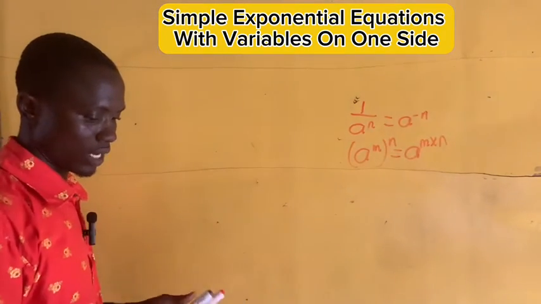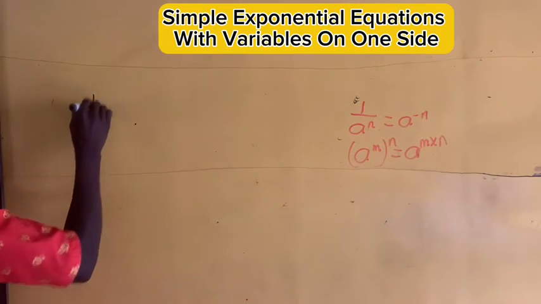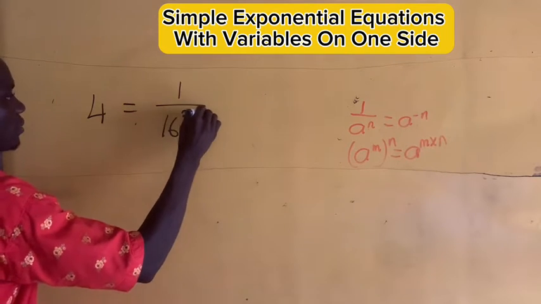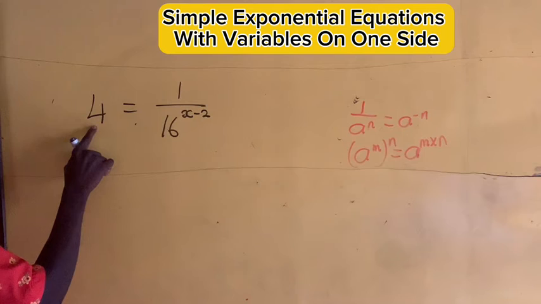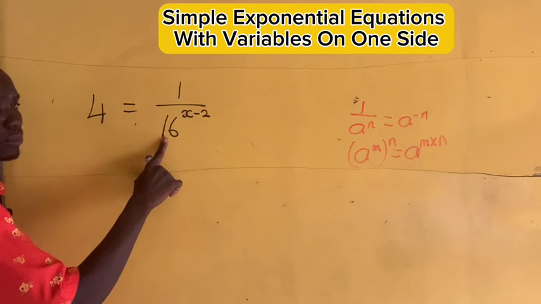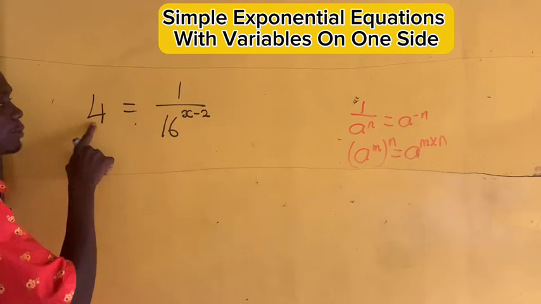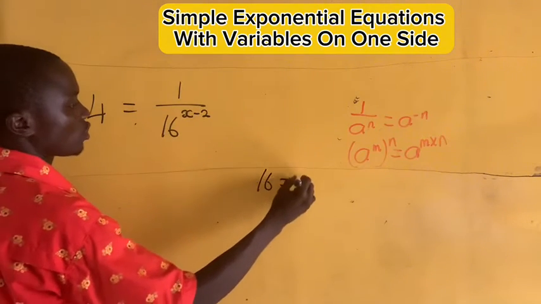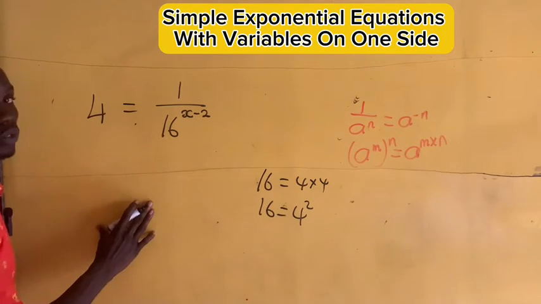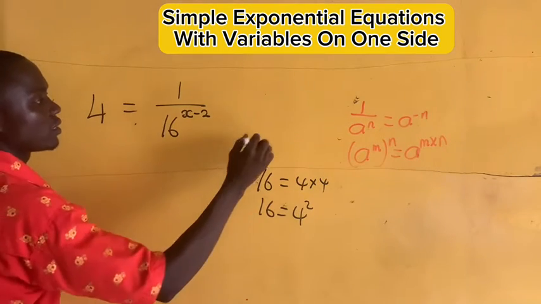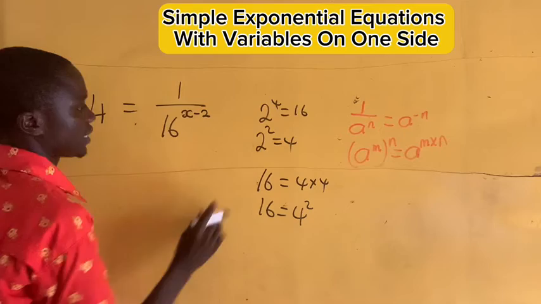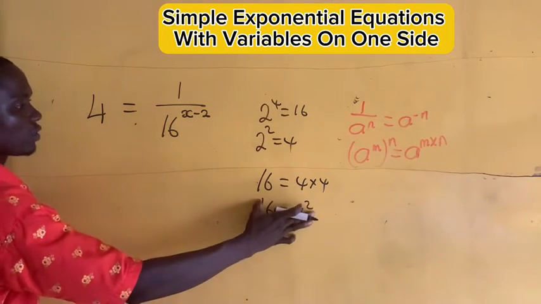Okay, so let's see this one. I have 4 equals 1 divided by 16 power x minus 2. 4 is 2 squared. But 16 can also be expressed in terms of 4. Remember, 16 equals 4 times 4, and that is 16 equals 4 squared. So we can use that one. If you don't want to use this one, 2 exponent 2 is 4, and 2 exponent 4 is also 16. So whether you use this or that.